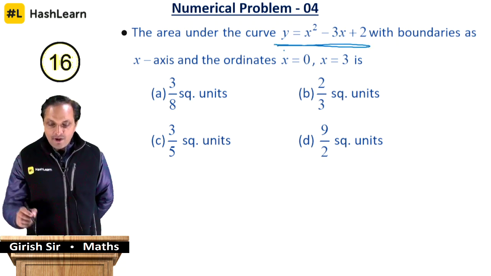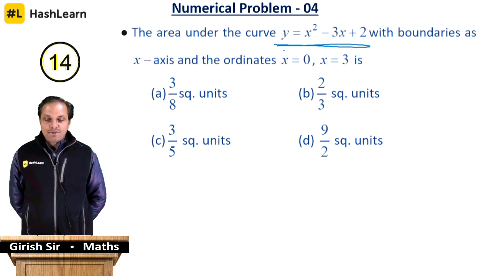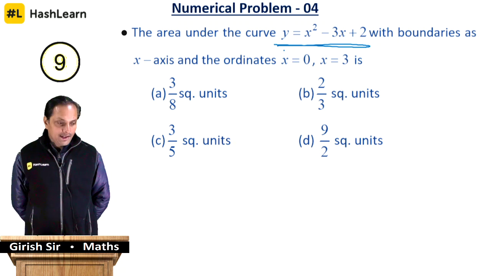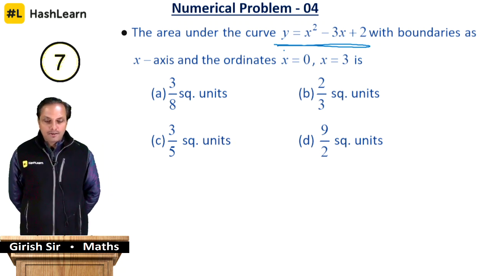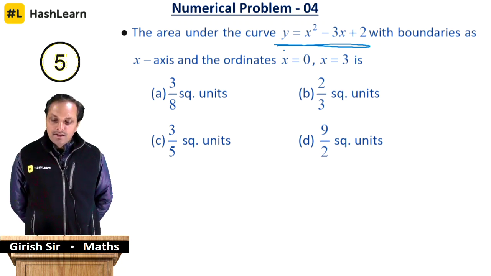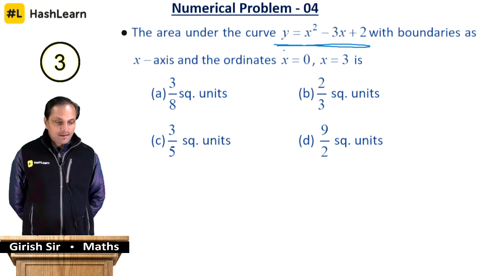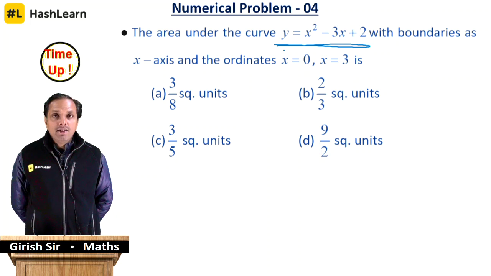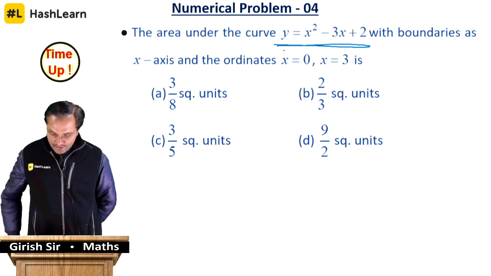This curve y is equal to x² minus 3x plus 2, that is a parabola. When you have the power as 2, you will get a parabola. x² or y², that will give you a parabola. Okay, your time is up. Your time is up. So let's see now.